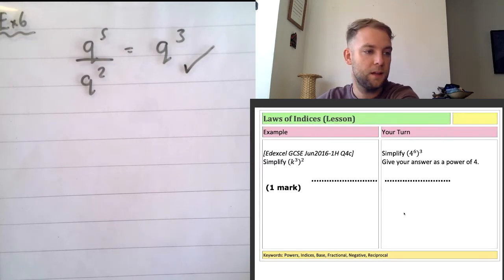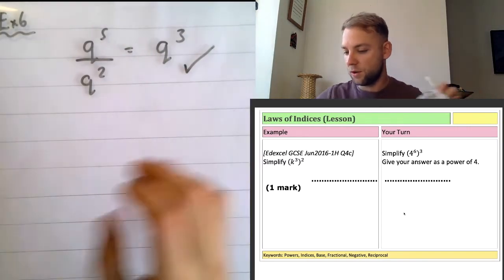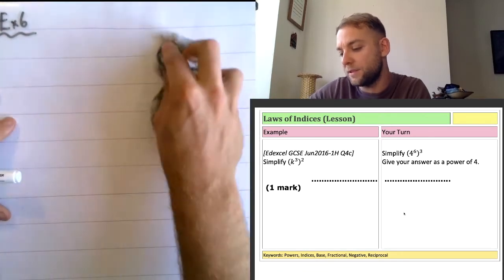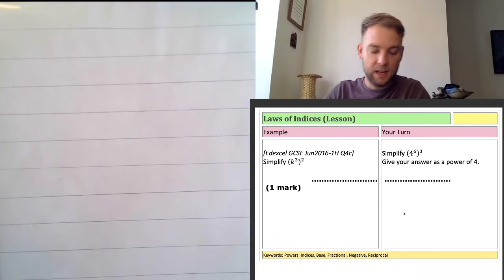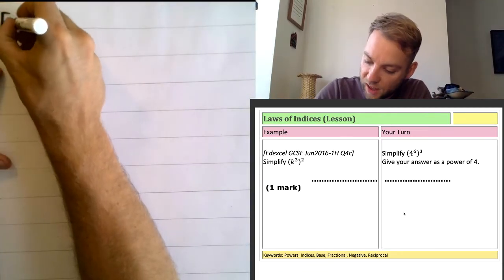Brilliant. So, let's have a look at this one now. Now, this is one of the ones that people tend to make the mistake with. This one here is example 7 now.